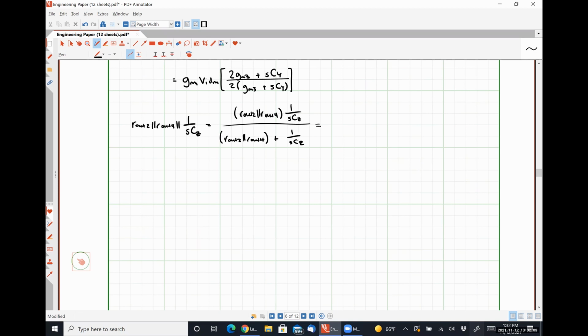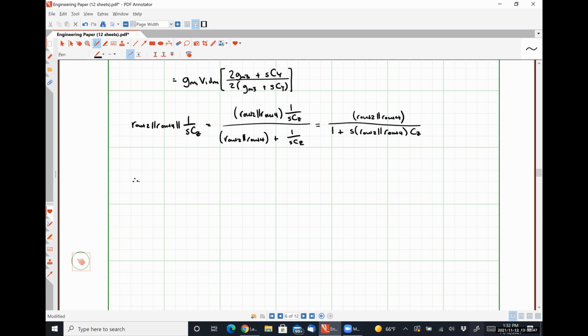Multiplying through by a factor of SCZ over SCZ gives me a denominator of 1 plus S times R out 2 in parallel with R out 4 times CZ. And my numerator will just be R out 2 in parallel with R out 4. Everything seemed groovy. Okay.